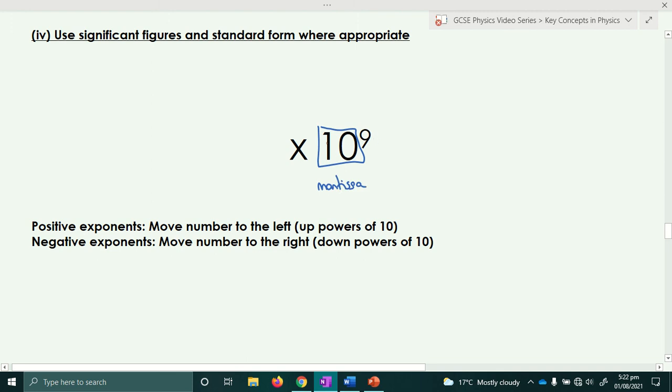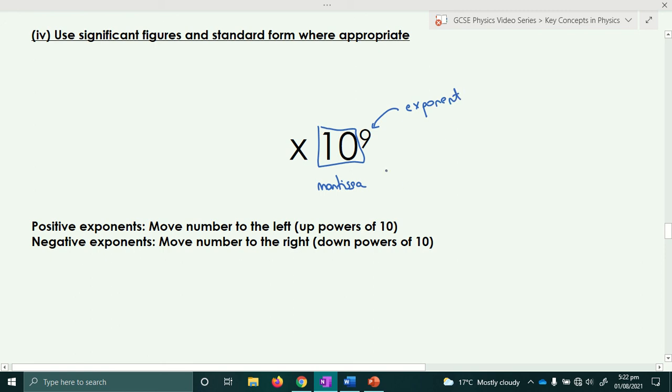So in physics, this is always going to be a 10, but in maths you'll come across ones where it's not 10. Maybe when we're in radioactivity, we use 2 instead of 10, but most of the time it'll be 10. This number in here is called the exponent.